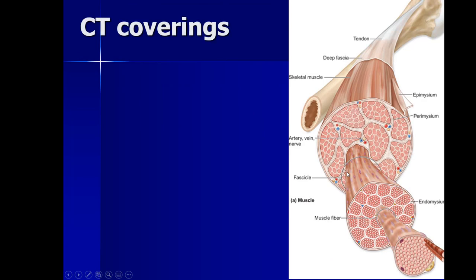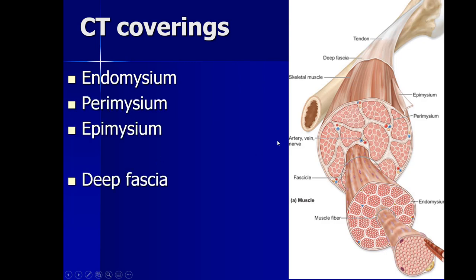Muscle is organized by connective tissue. It's covered in these connective tissue coverings, and I'm going to go through the different levels. If we look at an individual muscle fiber or cell, it's covered by connective tissue called the endomysium. Each one of these is a muscle fiber, and they're surrounded by connective tissue called endomysium.